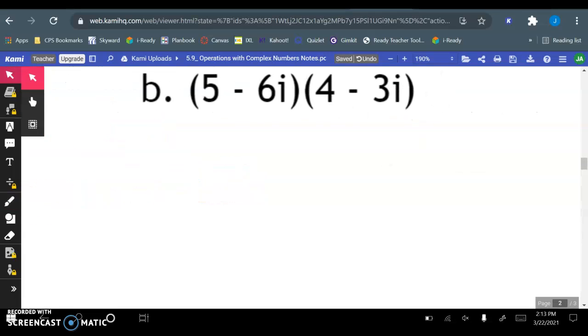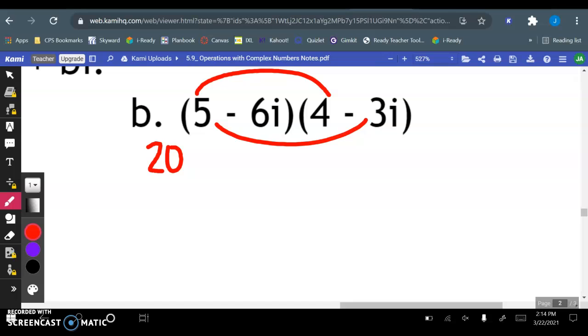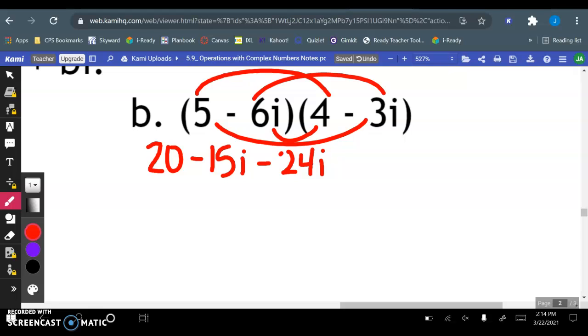Then for part B, this one is like a FOIL question. So we have to do firsts: 5 times 4 is 20. Outside, 5 times negative 3i would be negative 15i. Inside would be negative 6i times 4, so that would be a negative 24i. And last, we have negative 6 times negative 3, which would be 18, and i times i is i squared.